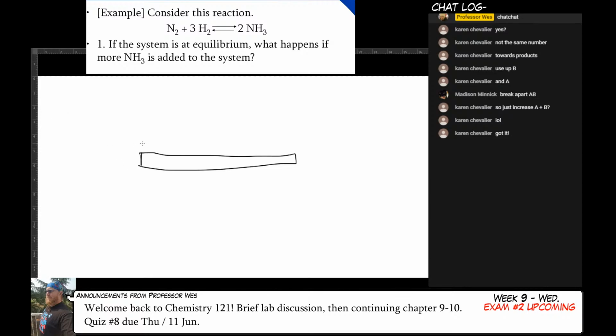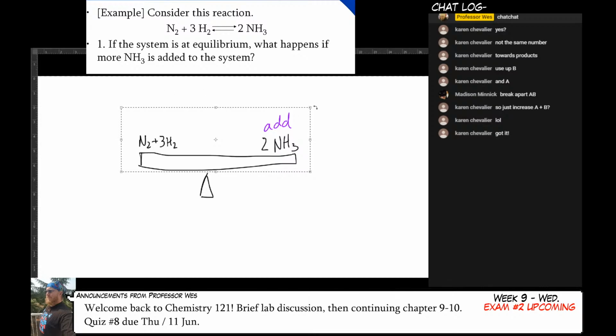Okay. So we got N2 plus 3H2, and we got NH3. All right. So I'm going to add NH3 to the reaction mixture. If I add NH3 to the mixture, then the reaction is no longer at equilibrium. And so I break the equilibrium.